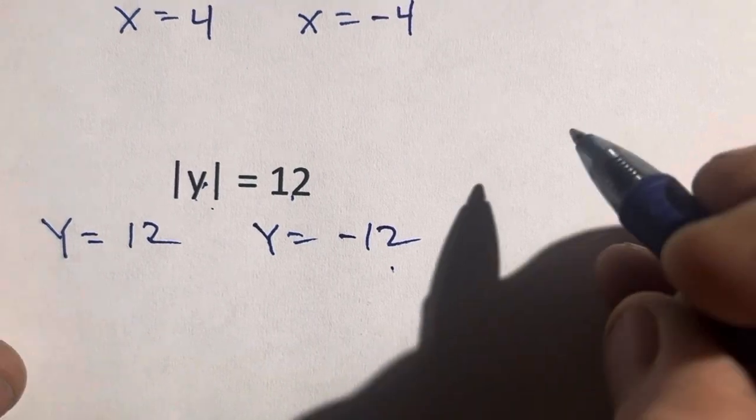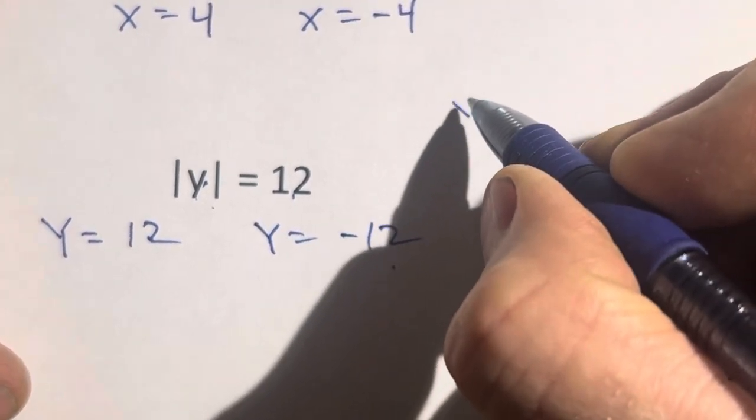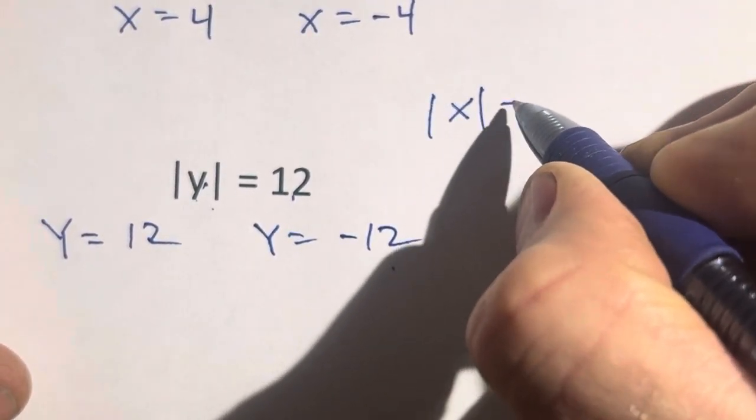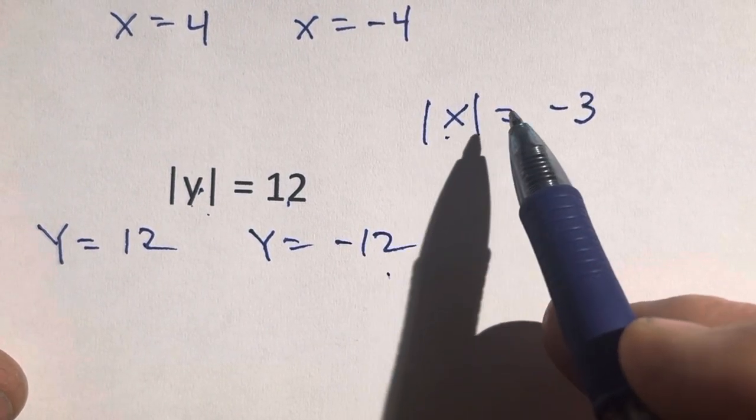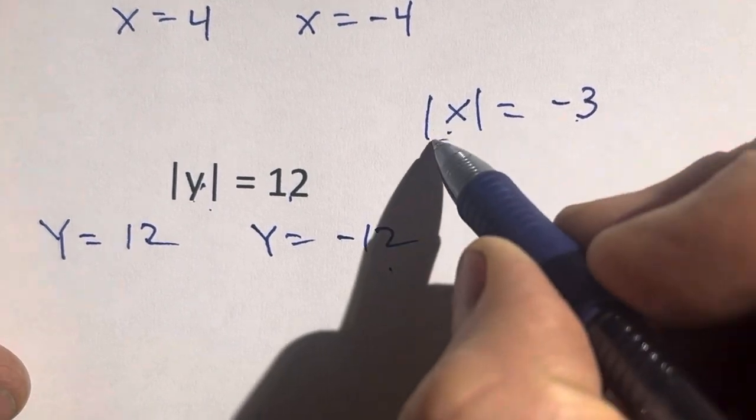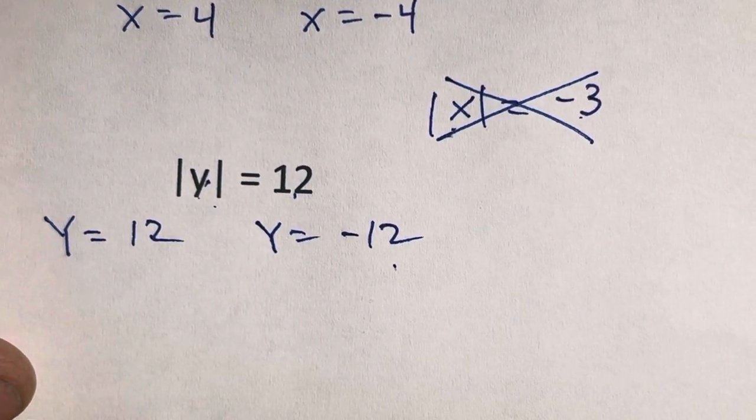All right, you got to watch out for something like this. Suppose you have the absolute value of x equals -3. Absolute value is always positive, so if it equals a negative like this, this is not possible. There's no such value that works for that.